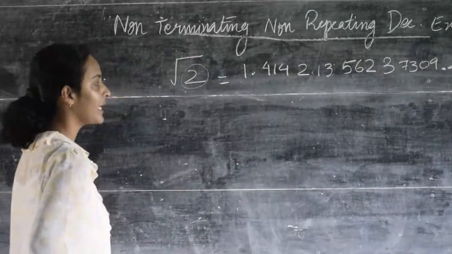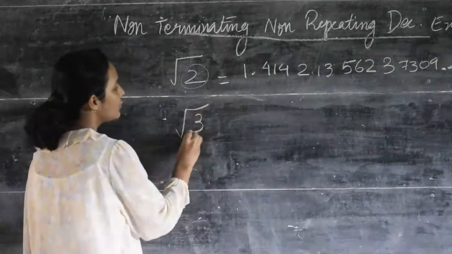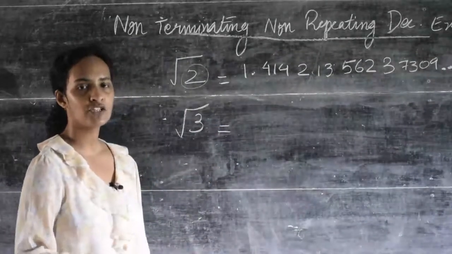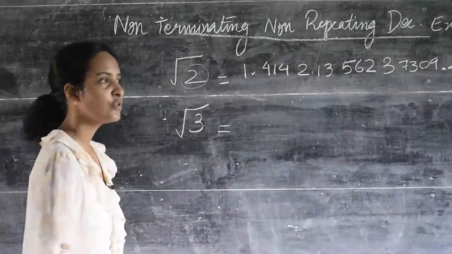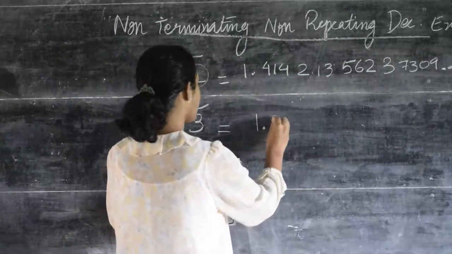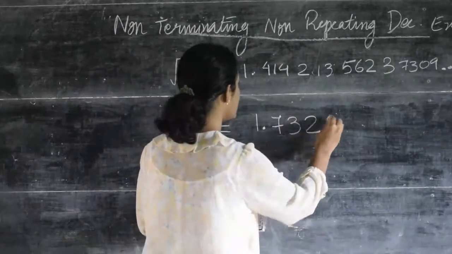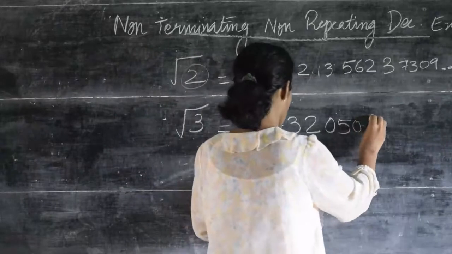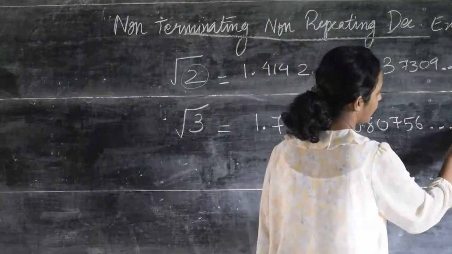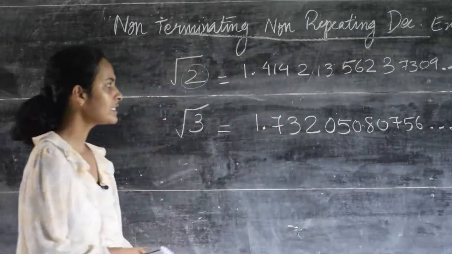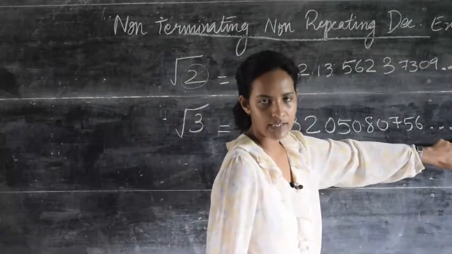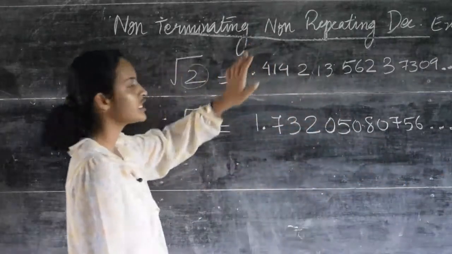Now another example I can give you is root 3. Again we'll find the decimal expansion using another method which is not needed for you. So when I look at the value of root 3, it is 1.732050807556, etc. Now look at this. This is also non-terminating. Why? Because it is continuing, right? Etc. means it's continuing, so it is non-terminating.